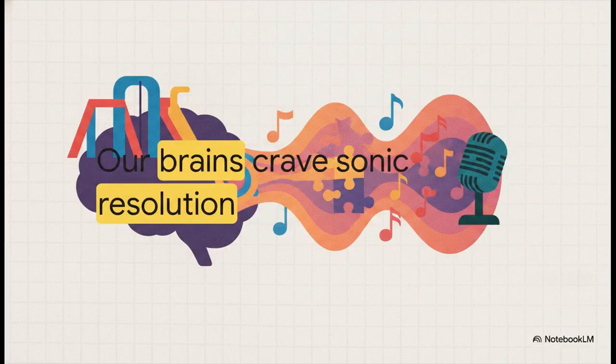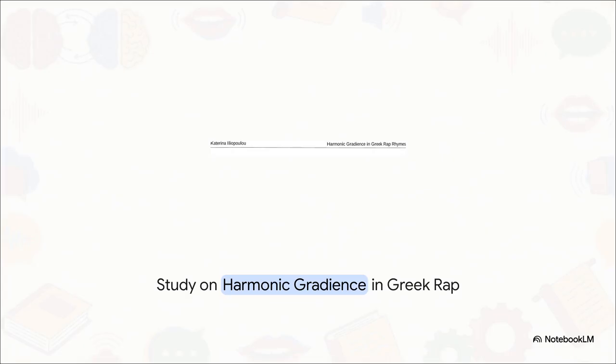Which brings us to a really unexpected pivot in this explainer. How we jump directly from toddler playgrounds into hip-hop. Think back to that toddler in the video just buzzing with anticipation for the word down so they can hit the floor. Modern artists are tapping into that exact same instinct. They use rhyme as a crucial tool to build tension and then deliver a super satisfying release. To see exactly how this works on a scientific level, we've got to look at this incredible study by linguist Katerina Iliapoulou on Greek rap rhymes.